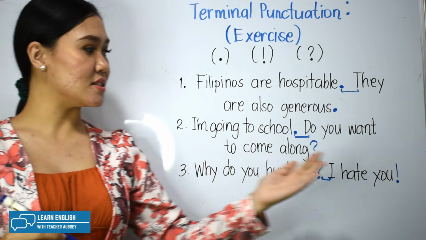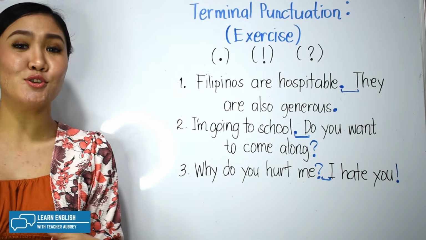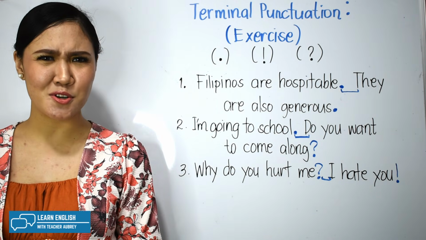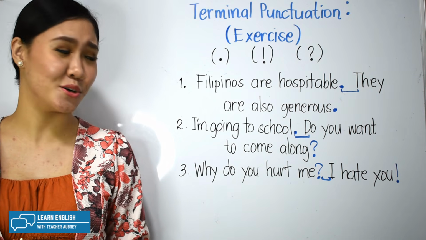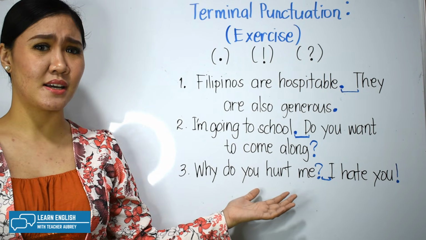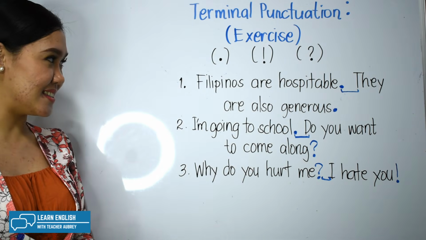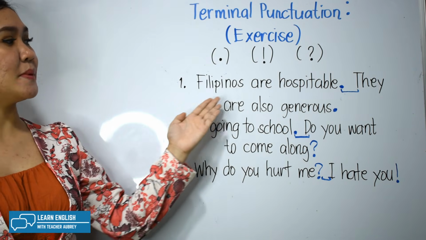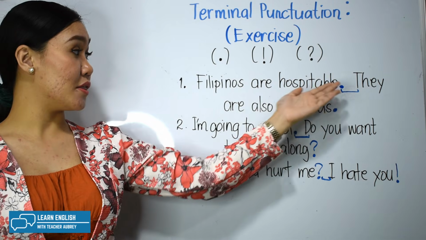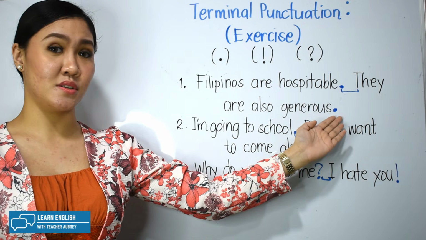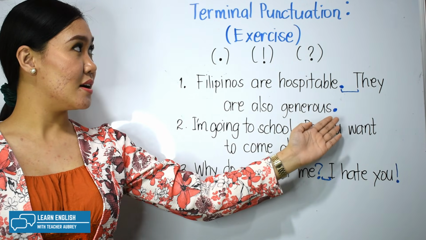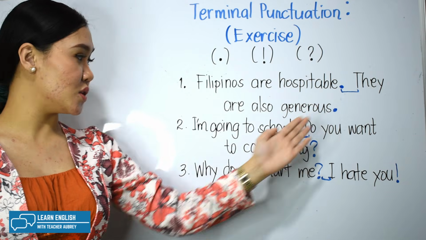What you have to use is an exclamation mark because you convey a strong emotion that you hate that person who hurt you. Why do you hurt me? I hate you. Once again, let's take a look at all these sentences. For number 1, Filipinos are hospitable. They are also generous. Take a look at the terminal punctuations that we used.